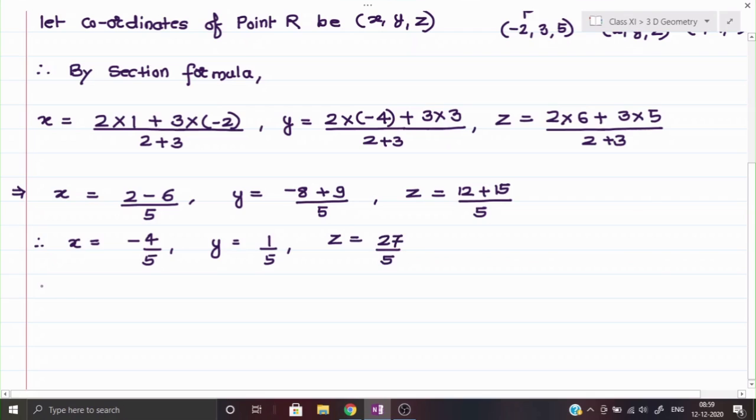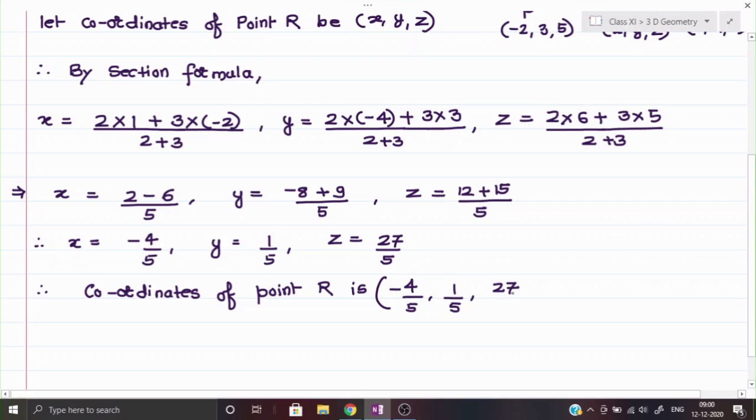So we can say that therefore the coordinates of point R is (-4/5, 1/5, 27/5). This will be your first answer.